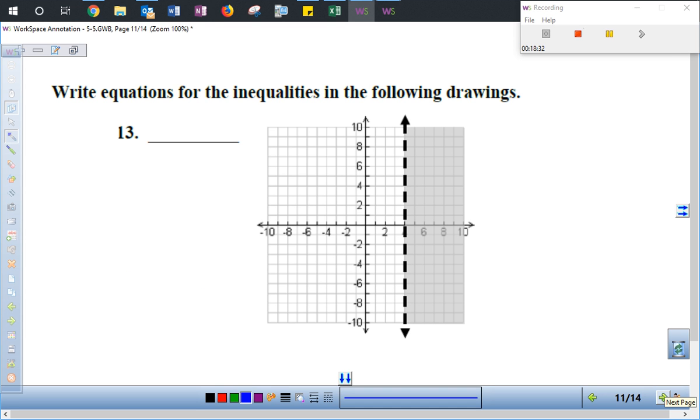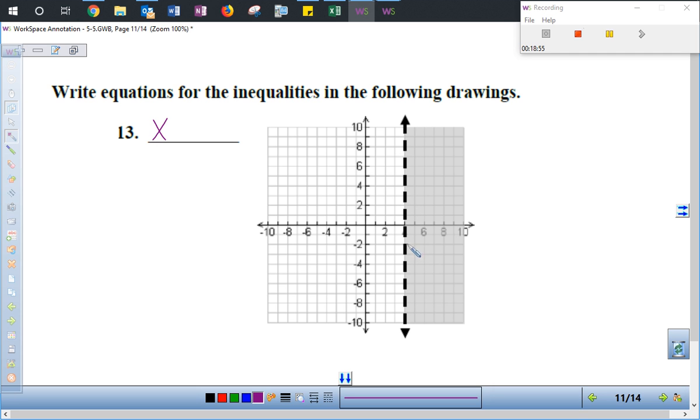Now, on the next problems, they're giving us graphs and they want us to write the inequalities. So we're going to treat this just like writing the equation of a line. However, instead of writing an equal sign, we're going to save the inequality sign for last. So if you'll notice, on number 13, we have a vertical line straight up and down, which means we're only going to be dealing with the variable of x.